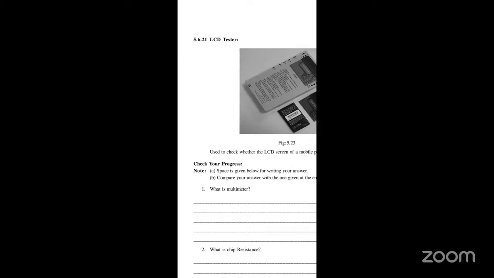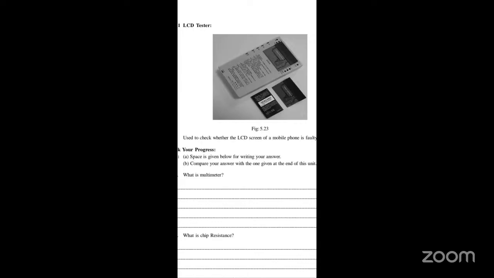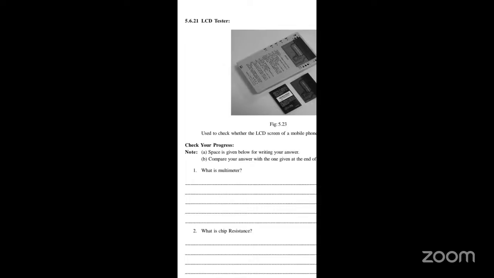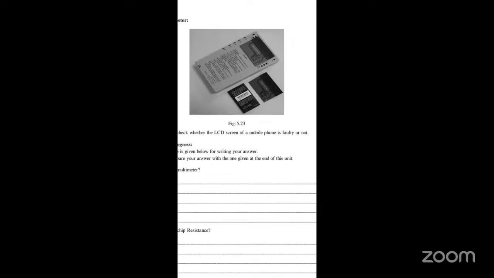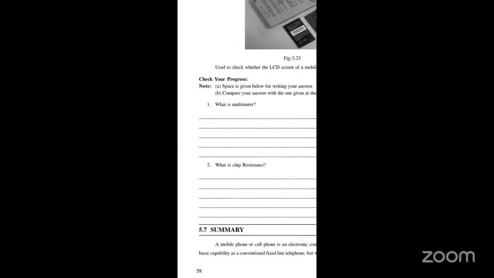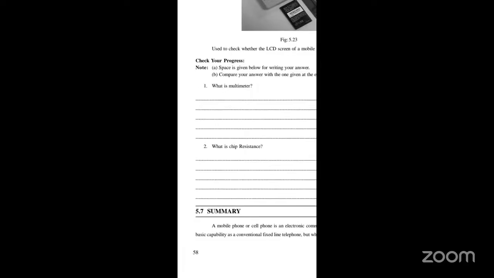Next, LCD tester. Used to check whether the LCD screen of a mobile phone is faulty or not. Next, space is given for what we learned in this lesson and the questions. What is a multimeter? What is the use of a multimeter, etc. Compare your answer with the one given at the end of this unit. So if you write something, compare it with your textbook. What is a chip resistance? Summary. What we learned in this lesson.